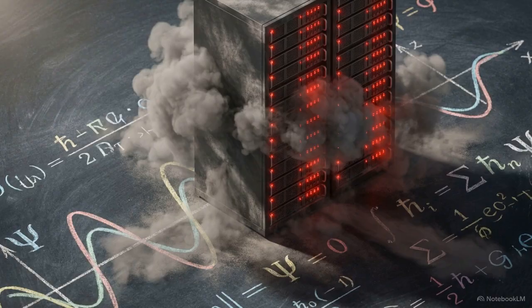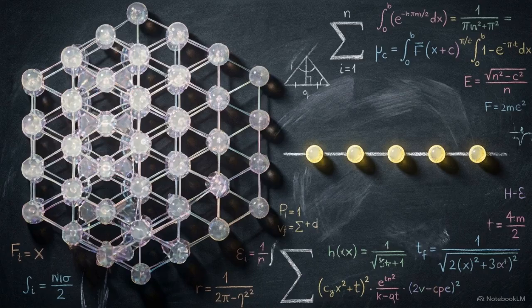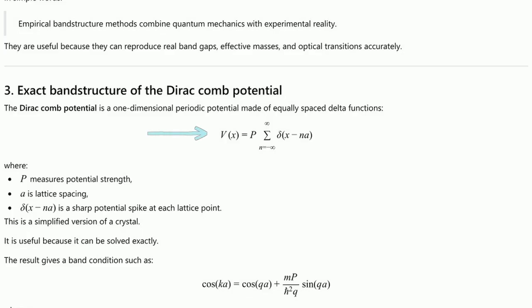Solving this exact equation directly for a macroscopic piece of real material is computationally impossible. Because a brute force calculation fails, materials science relies on a sequence of mathematical approximations, beginning with a one-dimensional toy model. This equation defines the Dirac comb. It is a mathematical simplification used to test how an electron behaves in a perfectly repeating one-dimensional space.